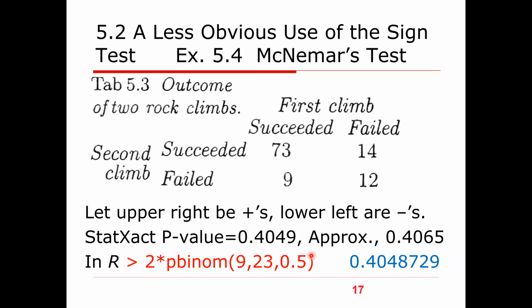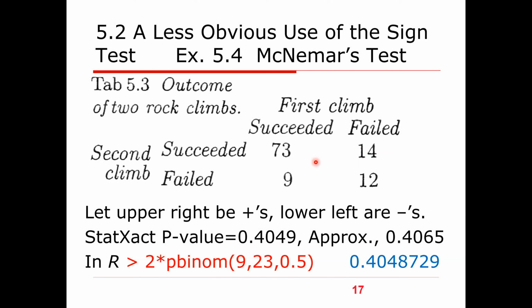All right, next, let's look at an example of a less obvious use of the sign test, which means when we get the data, we may not know that the data is fit for a sign test. But actually, we can use the sign test to analyze the data. This is example 5.4. There are 2 rock climbs. A mountaineering club wants to know which one is more difficult to climb. So here is the record of the members in this club for trying the 2 climbs, and it's summarized in this matrix.